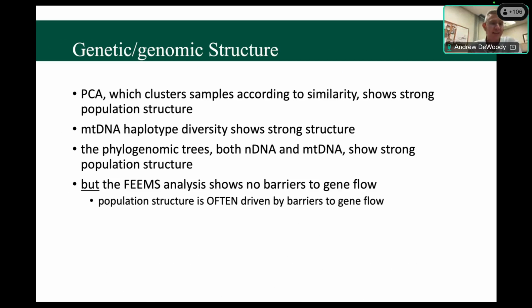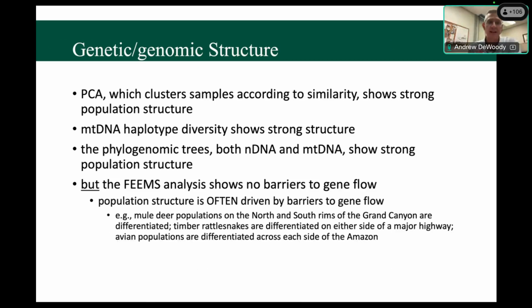to gene flow. And there's a million examples I talk about in my conservation genetics class. One, in Arizona, mule deer populations on the north and south rims of the Grand Canyon are differentiated in part because it's a barrier to gene flow. They don't go from the north to the south side of the Grand Canyon. Timber rattlesnakes in New York are differentiated on either side of a major highway because it's a barrier to gene flow. And even bird populations in the Amazon in South America are differentiated across either side. So population structure is often driven by barriers to gene flow.